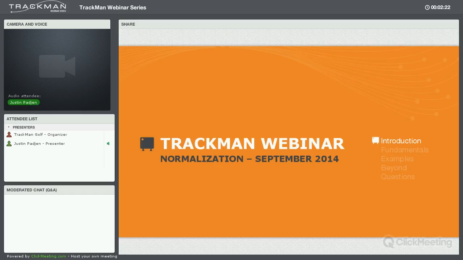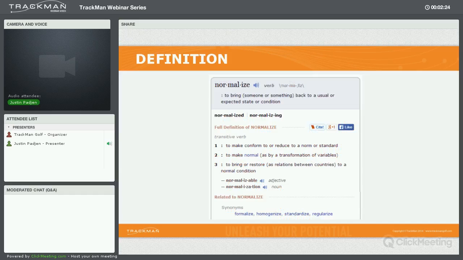And now we'll go ahead and get started. Just to start out with normalization, sometimes there are questions on what that actually means. So I went and looked up the definition of normalize, and I think it fits very well. It's to bring something back to an expected state or condition, to make normal, to make conform, to standardize. Those are the things that we're trying to do.